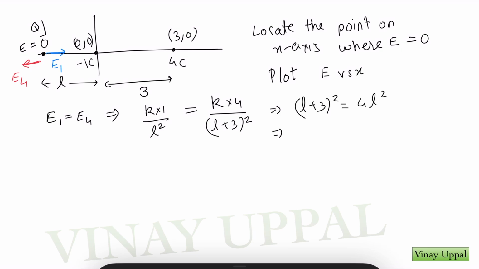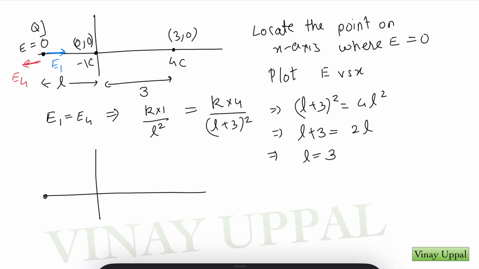Take the square root right away. L plus 3 is 2L, and therefore I will have L is equal to 3. So 3 meters to the left of -1 Coulomb is where you will get the position of 0 electric field. So the coordinate would be -3, 0. So this is the point where electric field due to both charges result in a 0 value. Now let's plot the graph of E versus X.